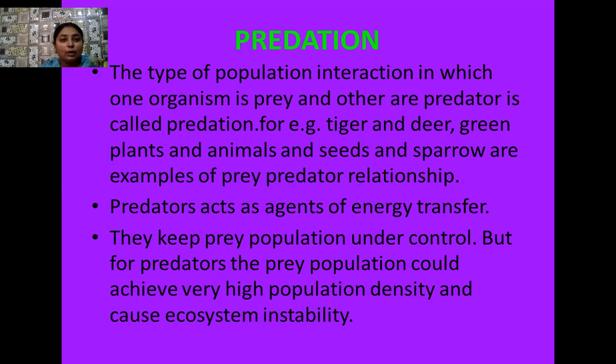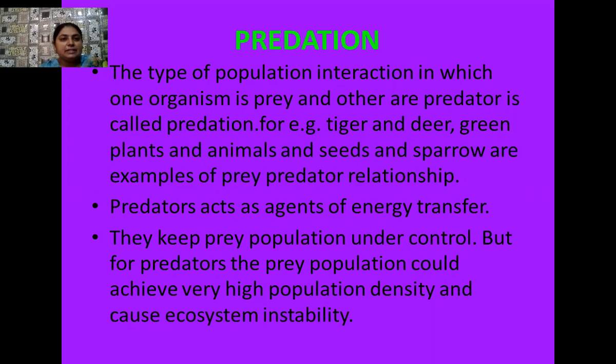But is this the only example? What about plants and the animals that are feeding on these plants? I mean herbivores. These herbivores are actually the predators of our green plants or autotrophs. Similarly, an interaction between seeds and seed-eating birds such as a sparrow is also an example of a prey-predator relationship.